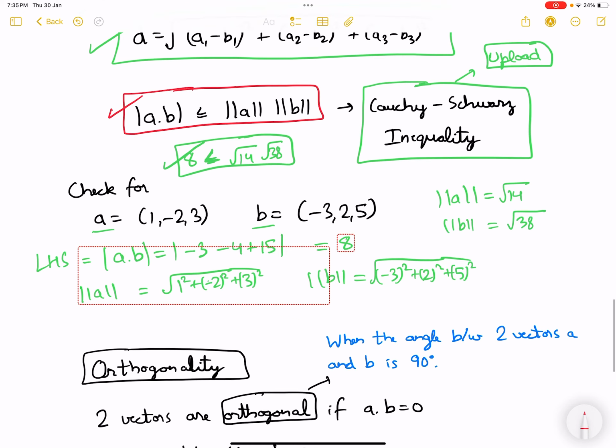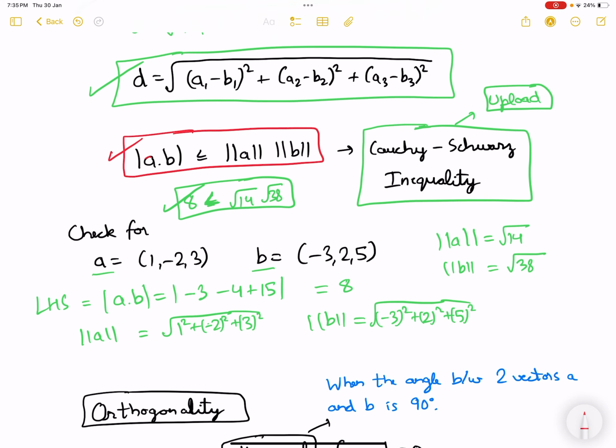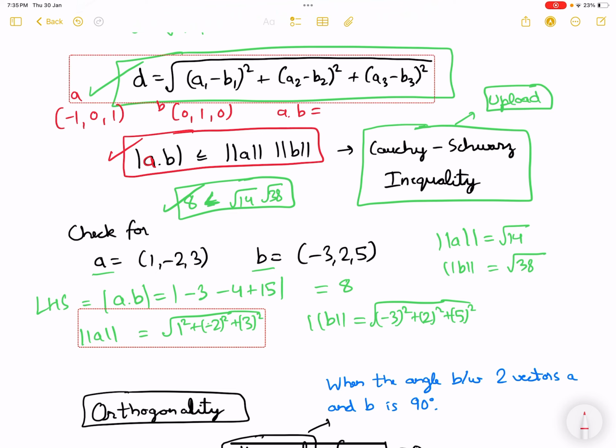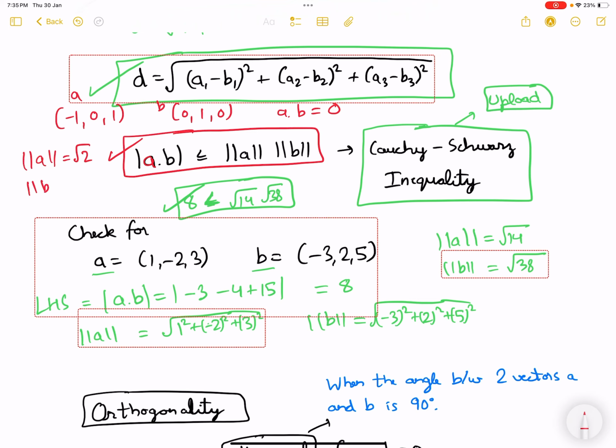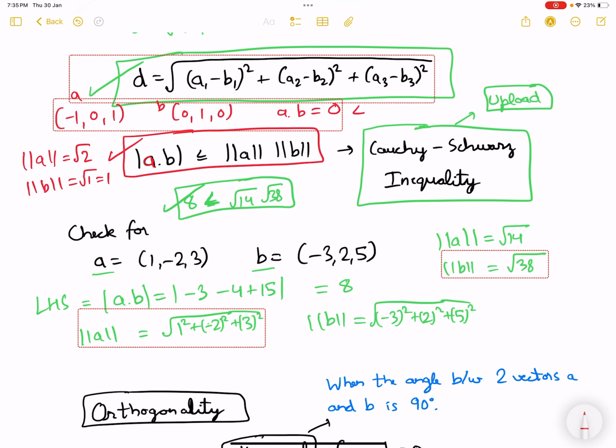Also it makes sense because suppose the elements of a are minus 1, 0, 1, whereas the elements of b are 0, 1, 0. In this case, what would a dot b be? It would be minus 1 into 0 plus 0 into 1 plus 1 into 0, which is 0. But length of a would be under root 2 and length of b would be under root 1, which is 1 only. So 0 is always less than 1 into under root 2. Okay, so this is not a proof. I'm just giving you an example that it would happen always.